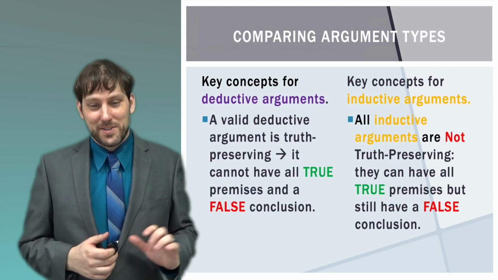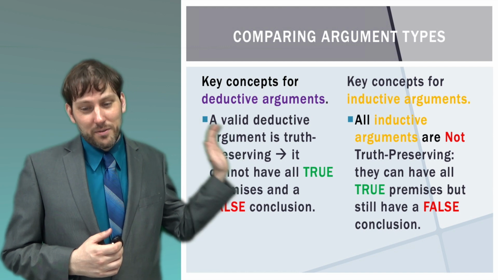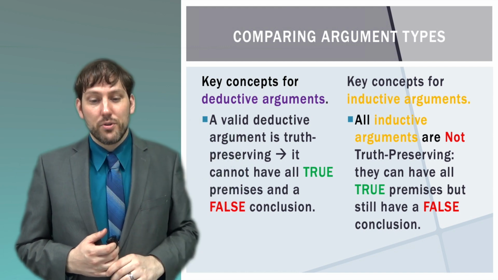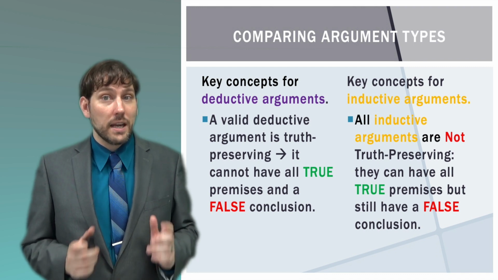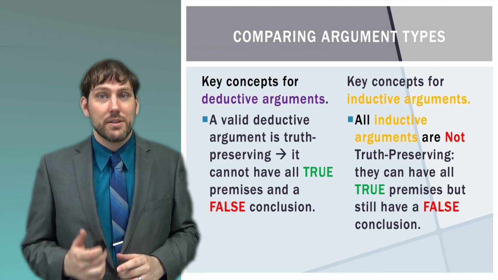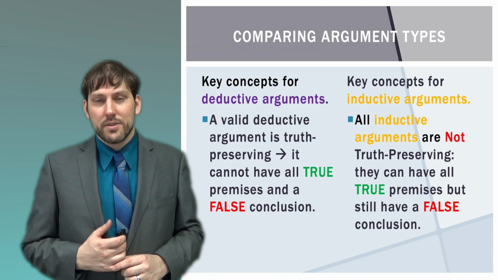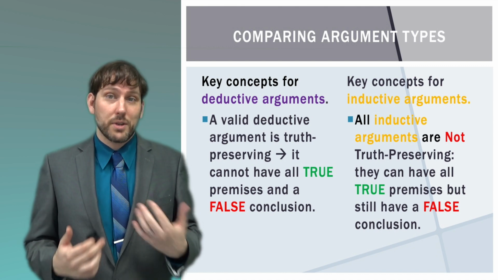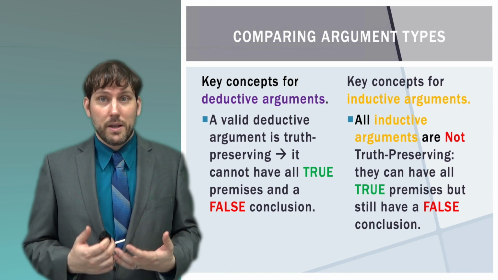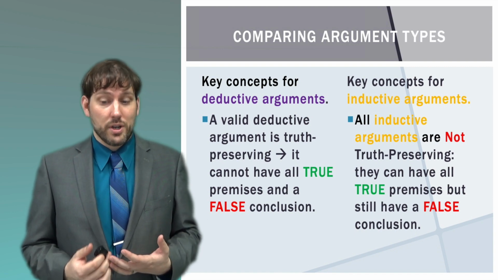Just to emphasize this, a valid deductive argument is truth-preserving. It cannot have all true premises and a false conclusion. All inductive arguments, on the other hand, can have all true premises but still have a false conclusion. So this is a very different situation than we saw before. So we could have everything we say be true, but it wind up the case that our conclusion is false.